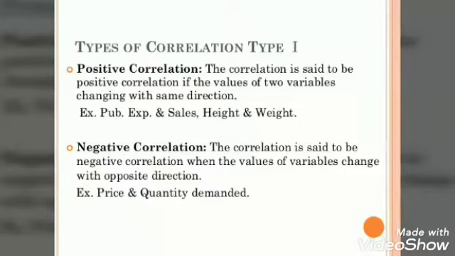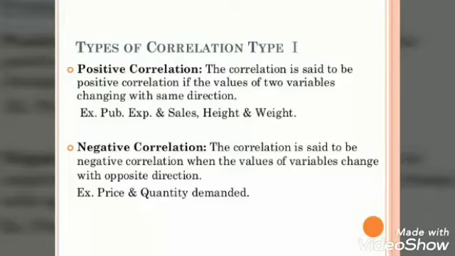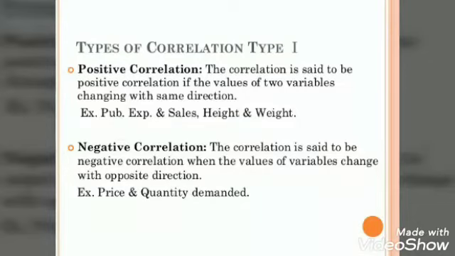Then if we talk about a negative correlation, so children, under negative correlation, when two variables change in different directions, it is called negative correlation. When I am saying two variables change in different directions, it means when one changes, the other does not change in the same direction, but it might change in an opposite direction.